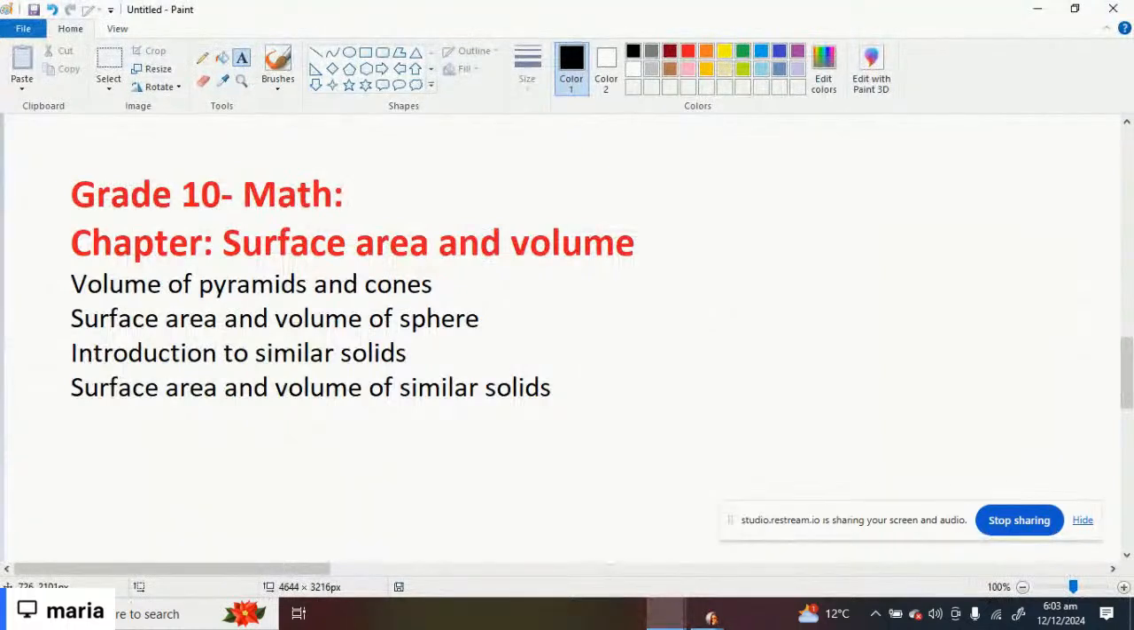Hello everyone, hope you're all doing good. So today we are here for grade 10 maths. The chapter today we discuss is surface area and volume. And here is the list of the lessons we covered today: volume of pyramids and cones, surface area and volume of sphere, introduction to similar solids, and surface area and volume of similar solids.